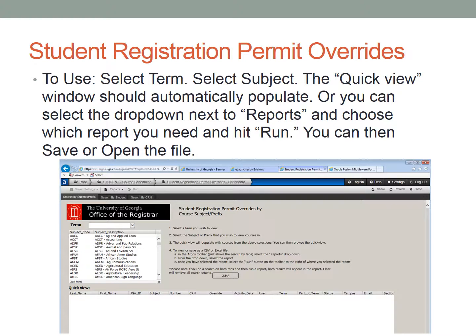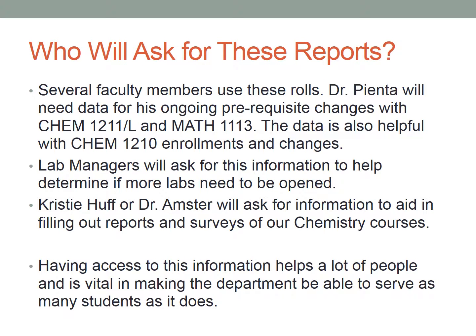So this is the screen. Again, you'll select the term, select the subject, and then you'll see Quick View is automatically populated. You can select your report that you want to run, export it to Excel, open it from your downloads folder, and manipulate the data as needed. Alright, so that was the 4 things that I mainly use.